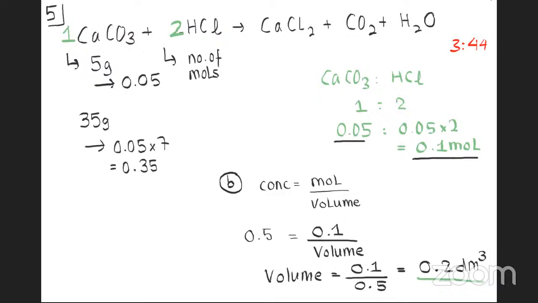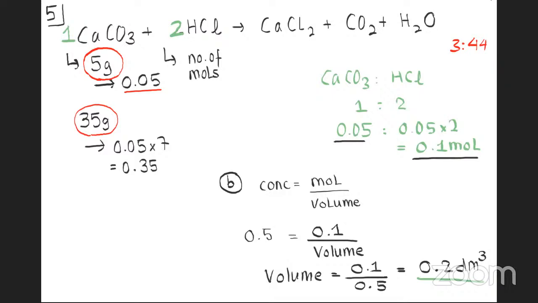Okay, so let me repeat. At first, when the mass of calcium carbonate was 5 grams, the mole was 0.05. Now, the mass of calcium carbonate is 35 grams, which is 7 times. So the mole of calcium carbonate is also going to be 7 times. So 0.05 times 7 is 0.35.